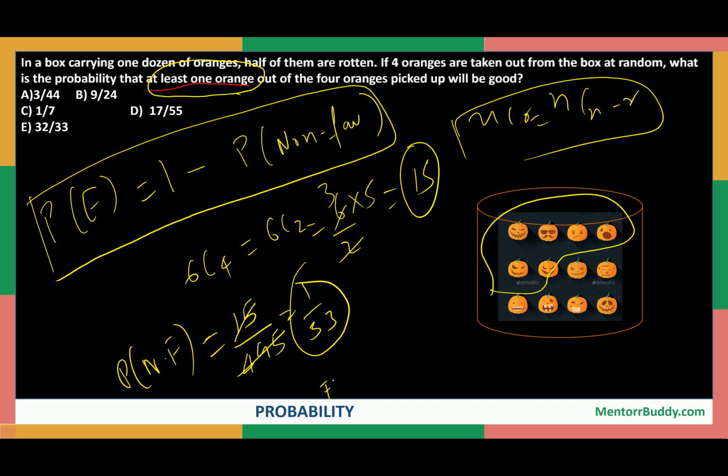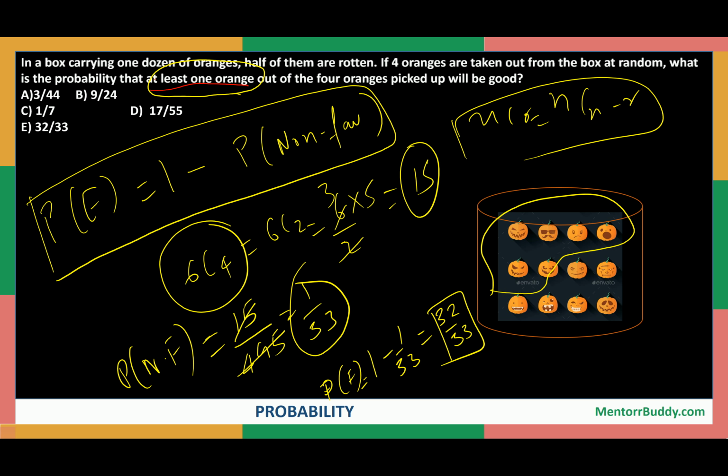So the probability of the favorable event will become 1 minus the probability of the non-favorable event, that is 1 minus 1 by 33, which comes out to be 33 minus 1, that is 32 by 33. Clear? So by calculating just the non-favorable event probability, we have directly found our answer, 32 by 33, that is option E.